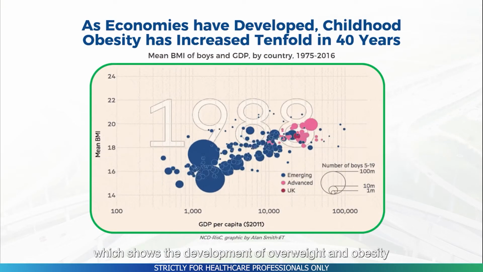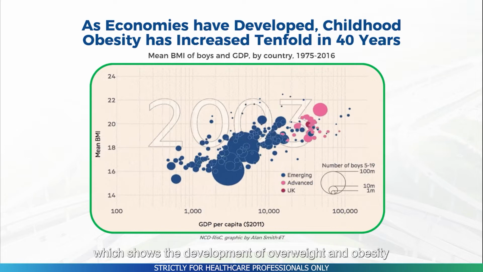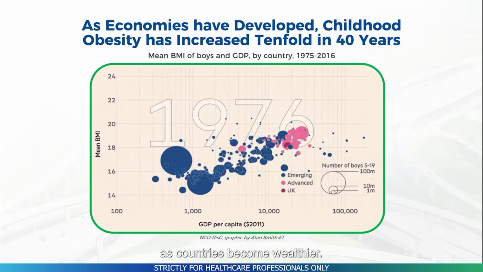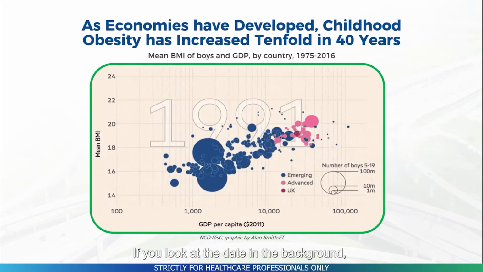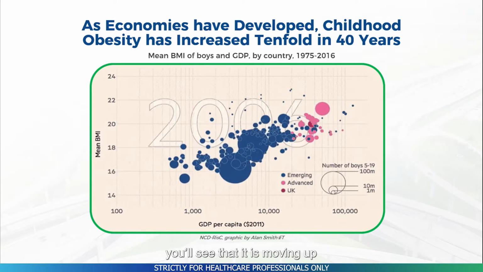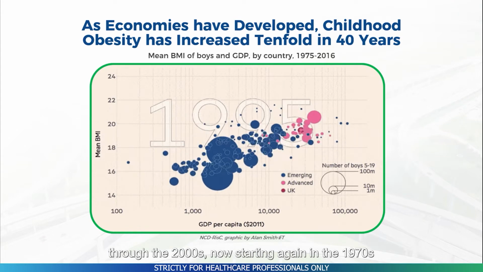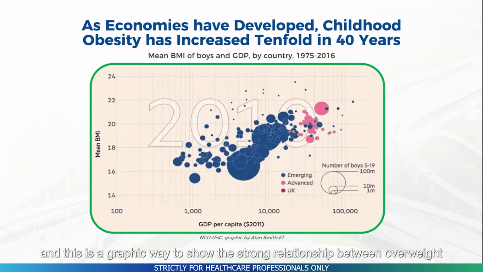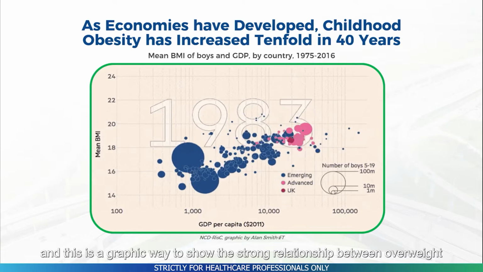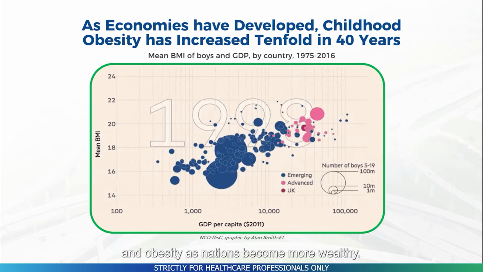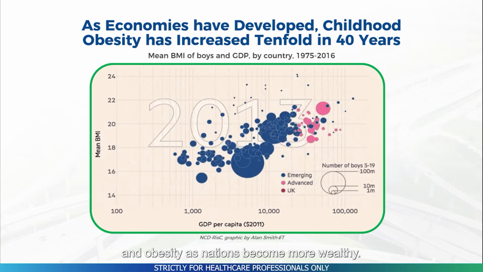And the final graph is a moving graph, which shows the development of overweight and obesity as countries become wealthier. If you look at the date in the background, you'll see that it is moving up through the 2000s now, starting again in the 1970s. And I think this is a very graphic way to show the strong relationship between overweight and obesity as nations become more wealthy.